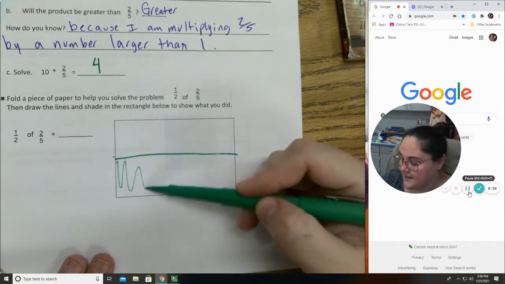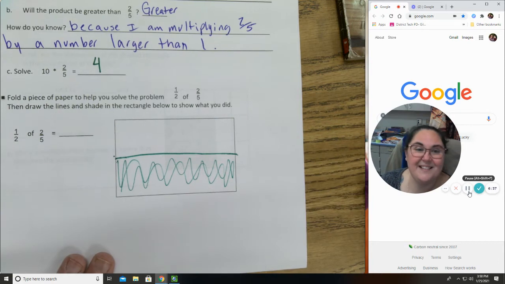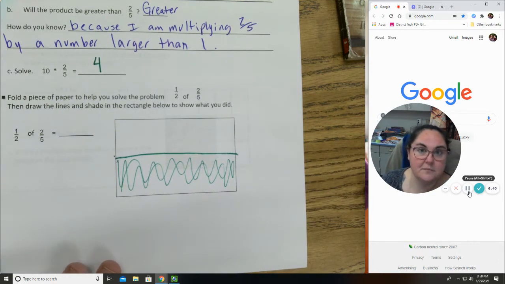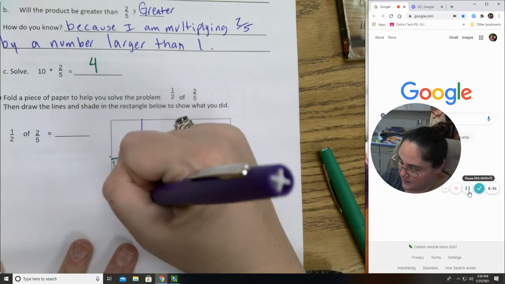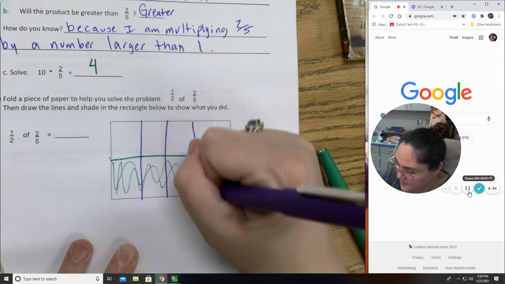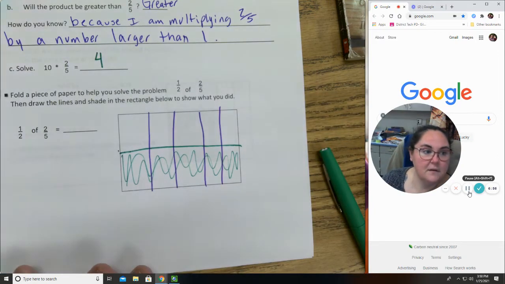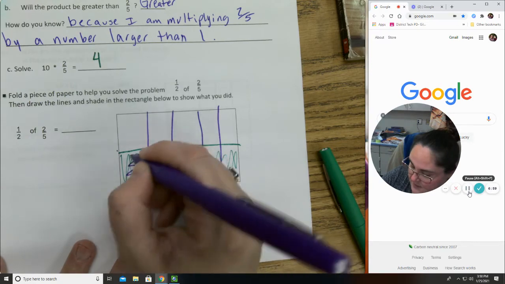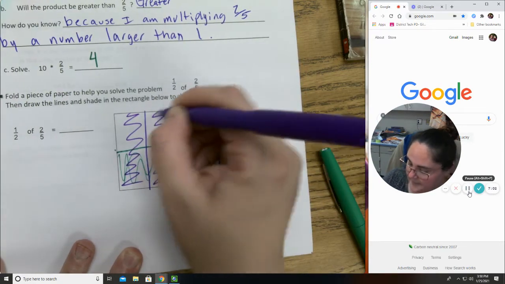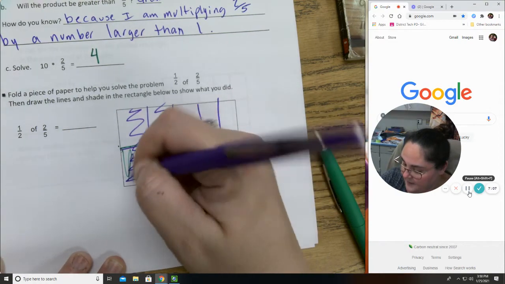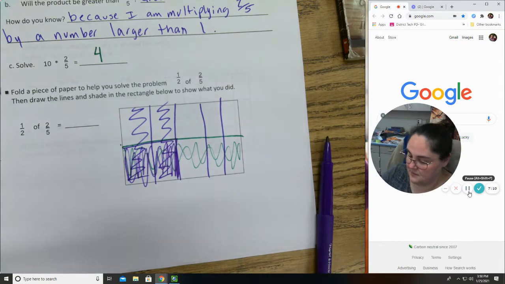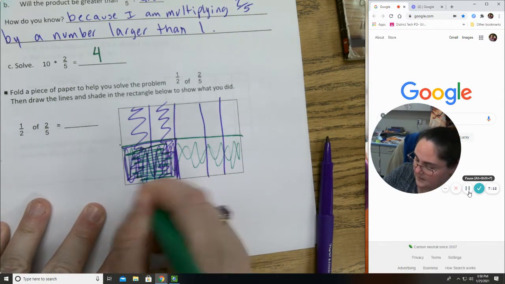Then I can kind of shade that half. And I like the double shading method, so that's what I'm going to do here. Okay. Then I'm going to take my paper and fold it into fifths. So close, right? And I'm going to shade 2/5. So this little rectangle right here is the one that's double shaded. Right?